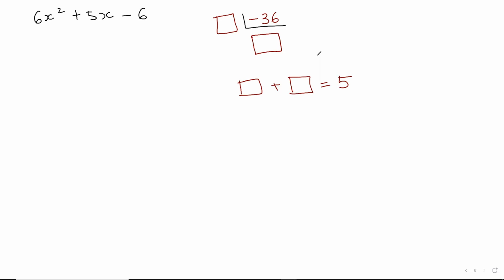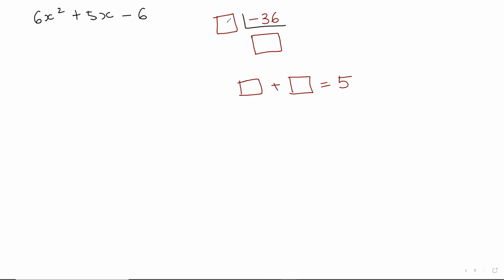Okay, so let's do this together. What are all the options we have? We have 12 times 3. That's the first thing we're going to take. So we can say 12 into 3, but one of them could be negative. But you don't have 12 minus 3 as 5. You don't have 3 minus 12 as 5. So this won't work. What else can we try?